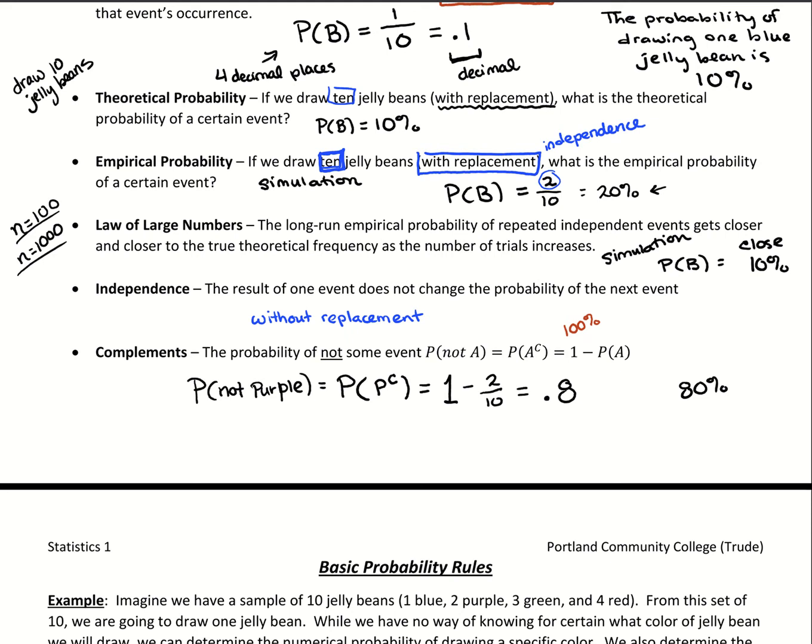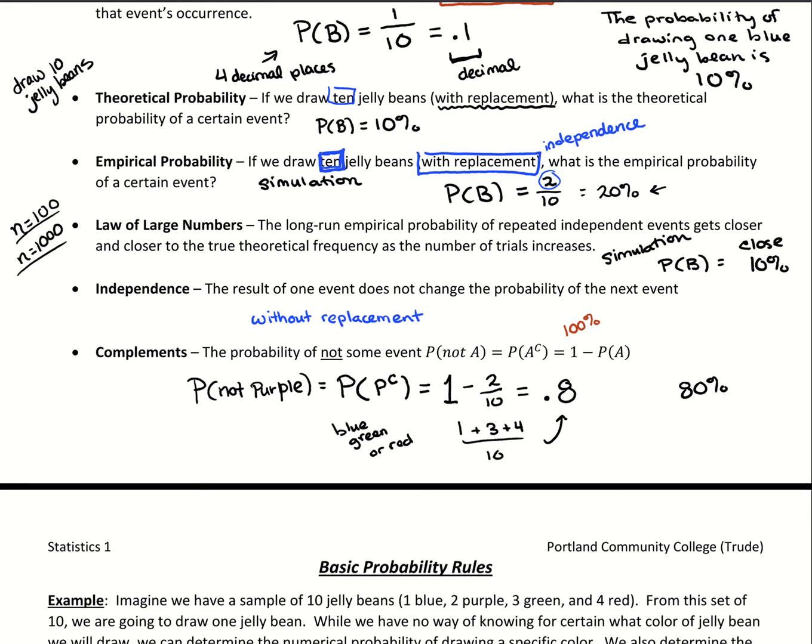So we can use this rule. With this case, it wouldn't have been the worst thing to look at the probability of blue, green, or red, which you'd basically be adding up. We have 1 blue, 3 green, 4 red out of all 10 jelly beans, and that would give you the same solution.